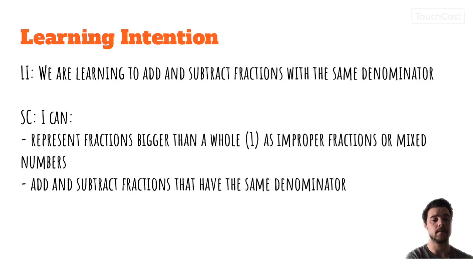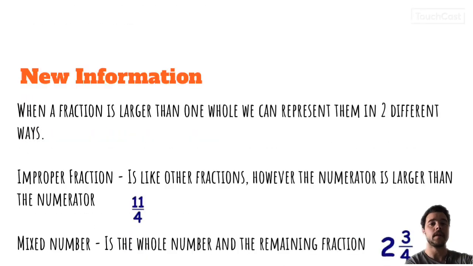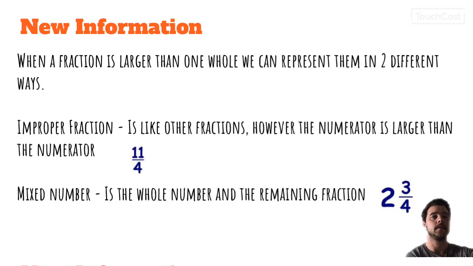We're going to work with proper fractions, which are fractions between 0 and 1, smaller than 1 whole. We're going to also work with the improper fractions or mixed numbers, fractions that also include a whole number in them, so they go bigger than 1 whole. So what does that look like? Well, like we said before, when a fraction's larger than 1 whole, we can represent it in 2 different ways. It means the same thing. So we can show it as an improper fraction.